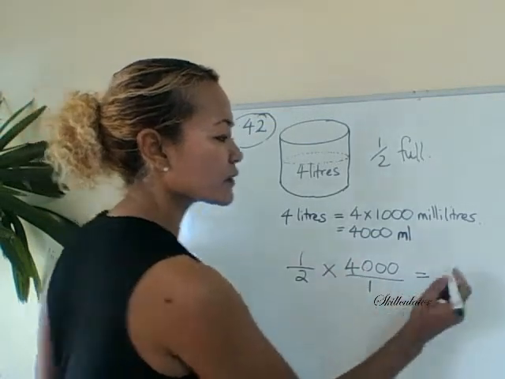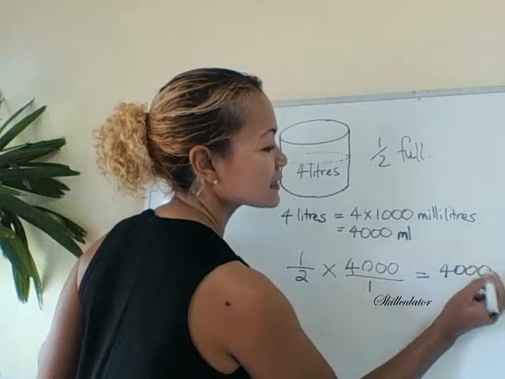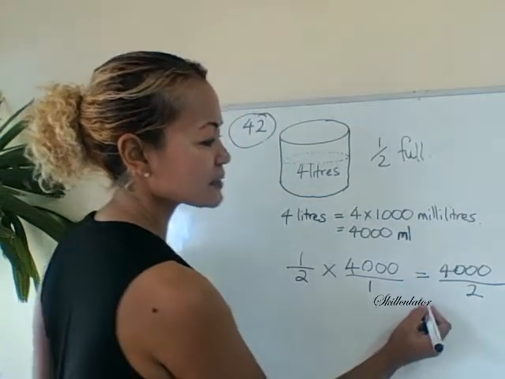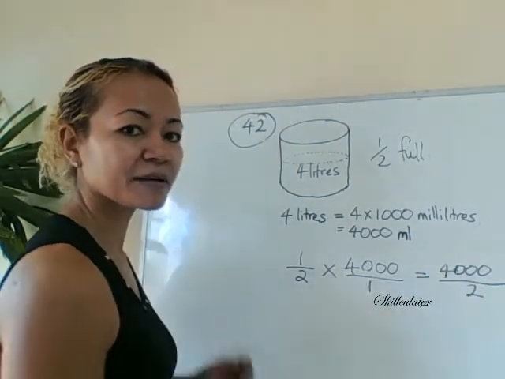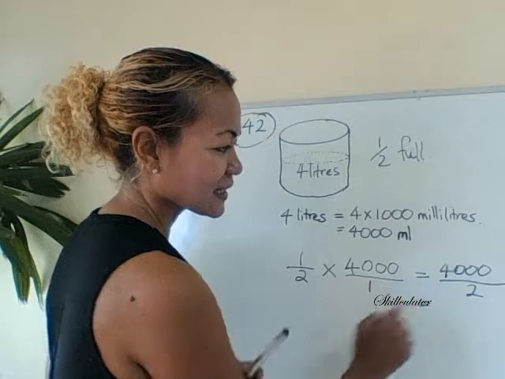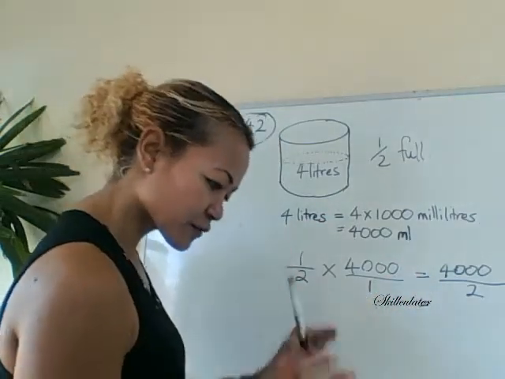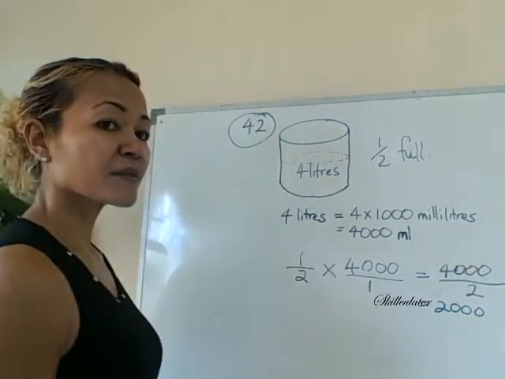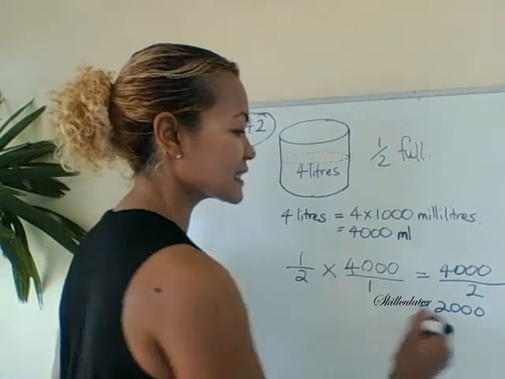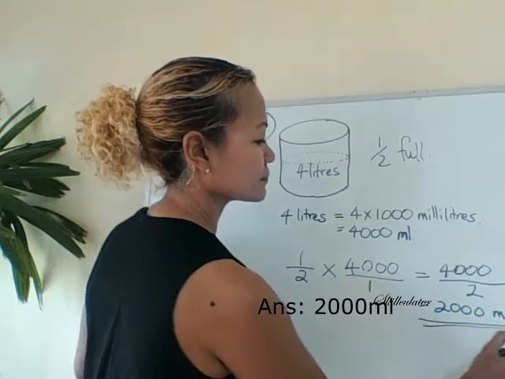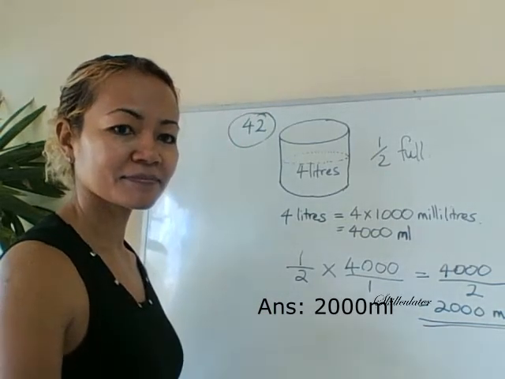That's 1 times 4,000 is equal to 4,000. 2 times 1 is equal to 2. Simplify that. 4,000 divided by 2 is 2,000, because you're just splitting 4,000 into 2 parts, and that's 2,000 plus 2,000. So you have 2,000. But 2,000 what? 2,000 milliliters. And that's your answer. That's how much paint is still left in the can.